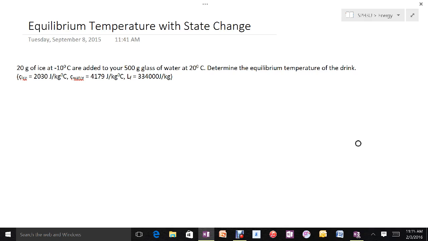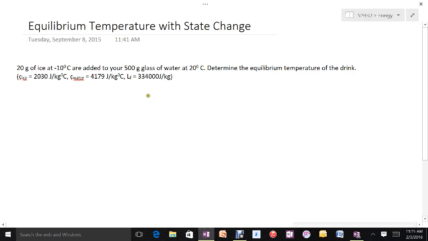So first things first, 20 grams of ice at minus 10 degrees Celsius, and we're adding that to 500 grams of water at 20 degrees Celsius. The 20 grams is pretty small, so we're going to assume that all of the ice will melt in this process. So this ice is going to turn into water, and then the two sources of water are going to come to thermal equilibrium. We'll talk about, as we're going through the calculation, where we would notice if there wasn't enough energy to melt all the ice, and we'll talk about that at that time. But for now, we're just going to move ahead as if there is.